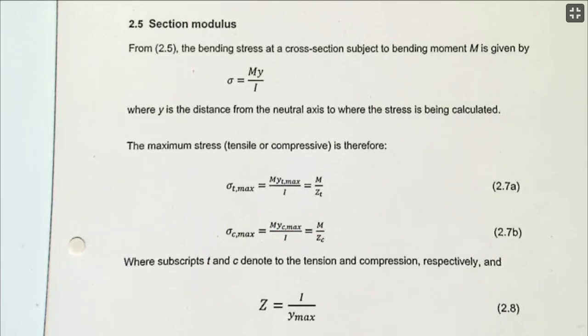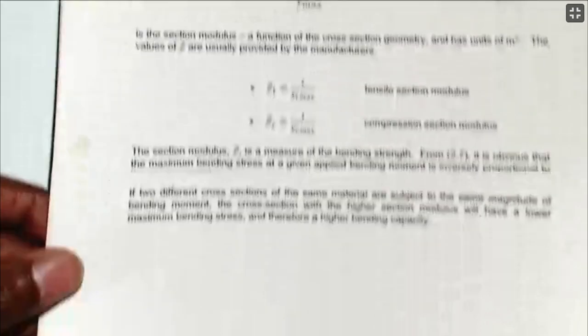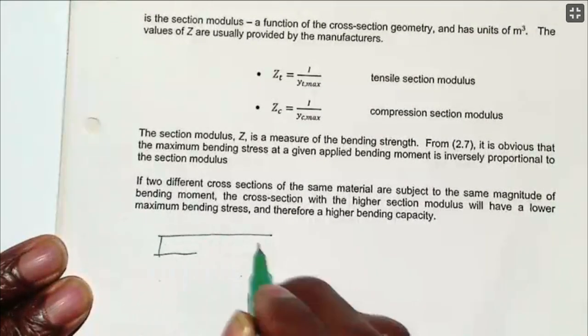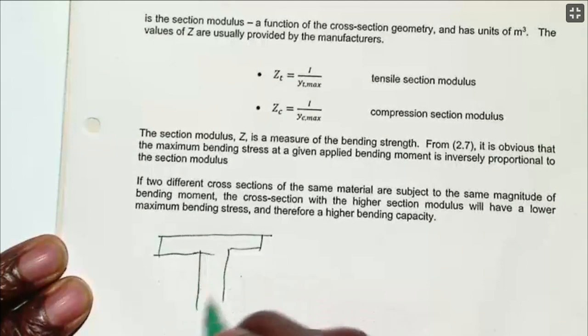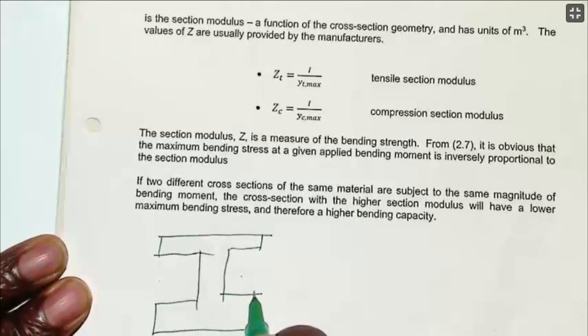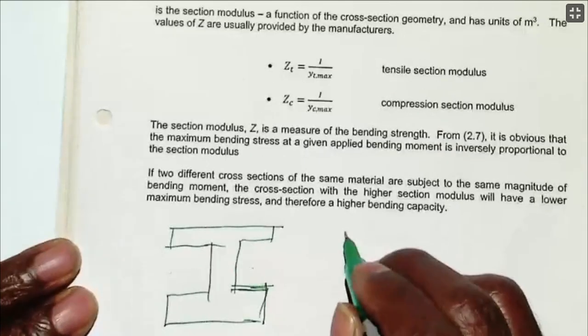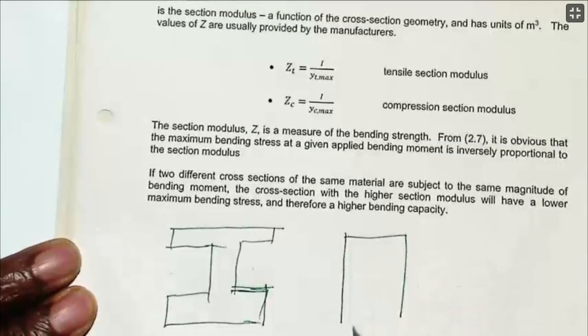So if I use, I'm going to move that up. So if I have an I-beam, for example, so that's not symmetric, but it should be symmetric, and I have a square box.